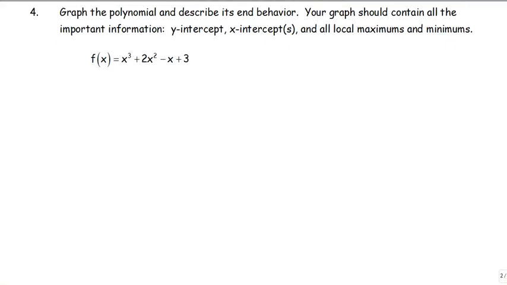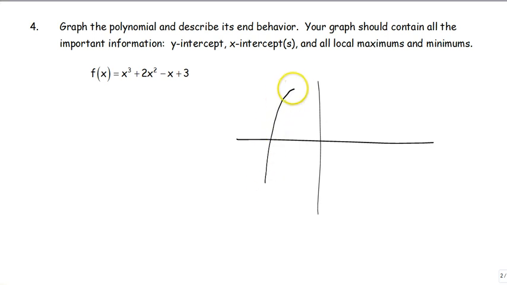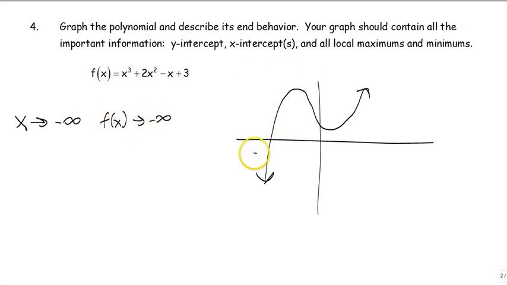Okay, and finally, graph all the important information. So, we already had a sketch of this graph because we did this one up above in part B, but I'm going to make a bigger sketch. It is key that you do everything that you need to for this graph. I need to describe its end behavior first. Let's just get that out of the way. As x goes off to negative infinity, which we did, f of x goes off to negative infinity. As it goes to the left, it goes down. As it goes to the right, the graph goes up, which is also positive infinity.